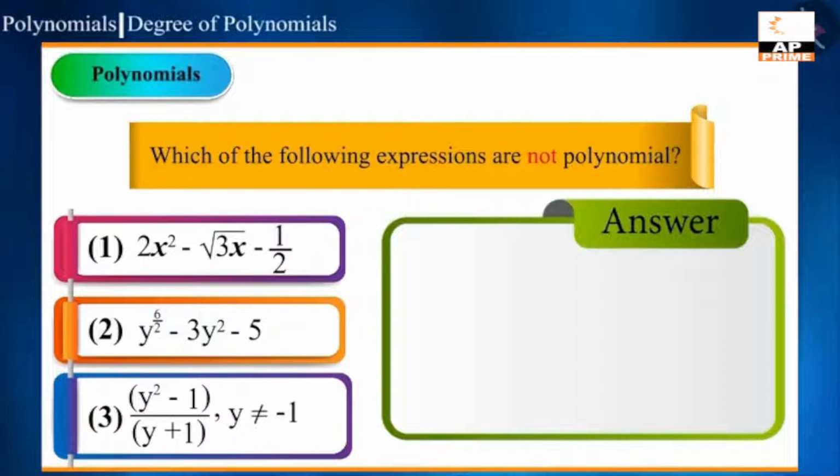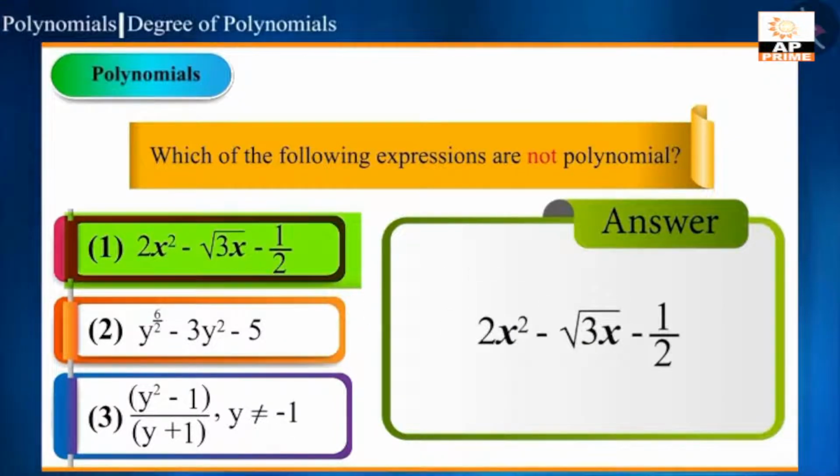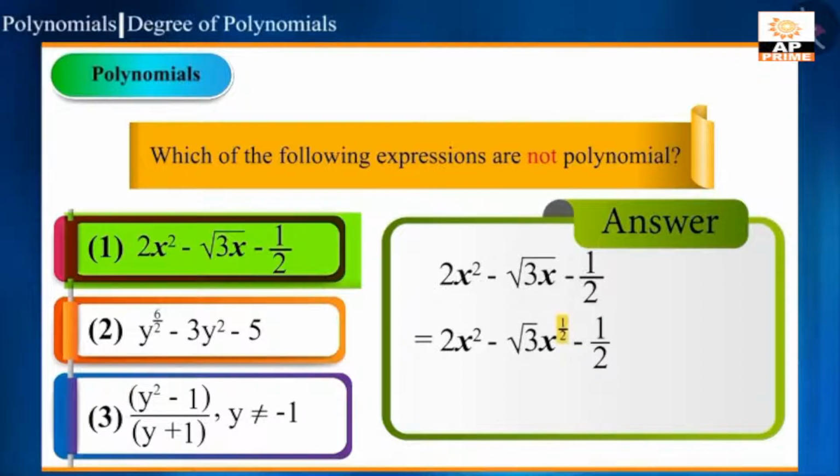The first option is 2x square minus square root of 3x minus 1 by 2. Here, in the second term, x is also within the root with 3, which means the power of x is 1 by 2, which is not a whole number. So, it is not a polynomial.